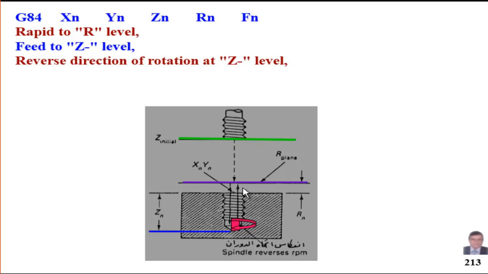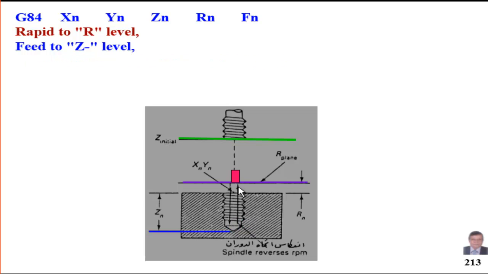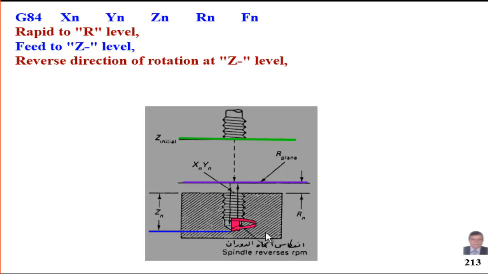Then it will reverse. The next, the tool will retract, but before it retracts, it will reverse its direction, and then it will retract with feed. When it retracts, it will retract with the same amount of feed. It will not be a rapid movement. It will again be a feed movement. And the retraction is either to the R level or to the initial level, based on whether we use G98 or G99.